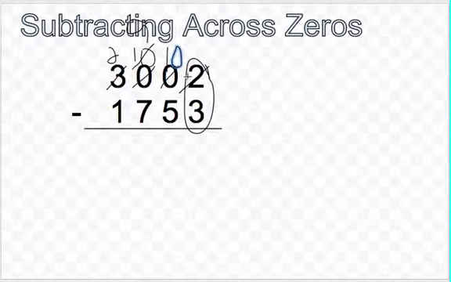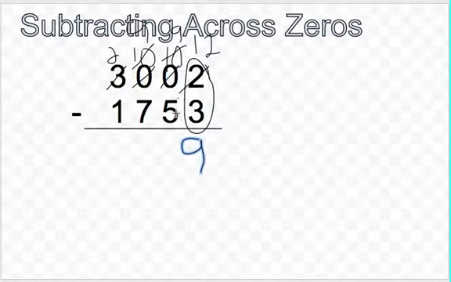We still can't do it, so now I have to borrow again. We look to the tens place. This time the tens place is a 10, so we can borrow from here. So I'm going to cross out the 10. This turns into a 9. And then our 2 will then turn into a 12. Now we can continue with our subtraction problem. 12 take away 3 is 9.